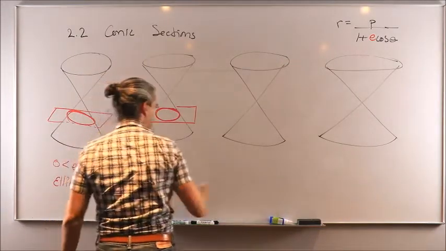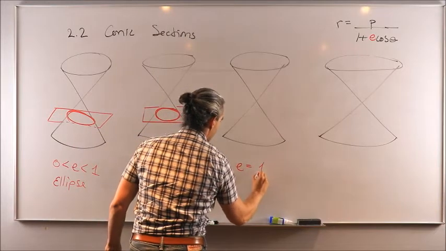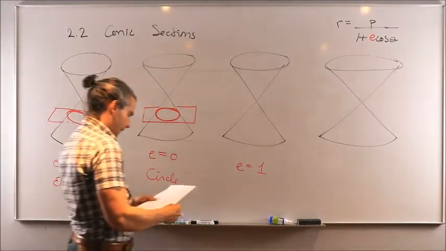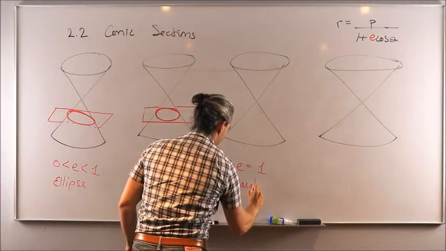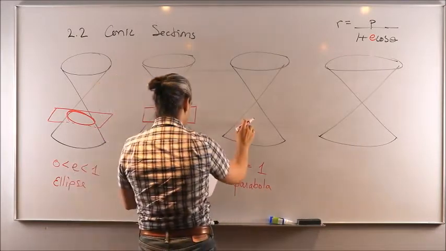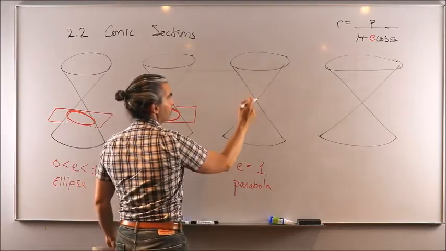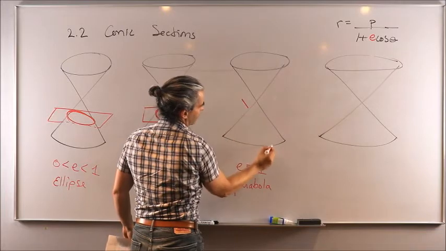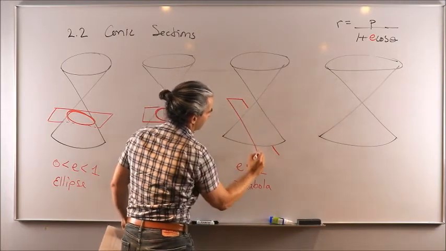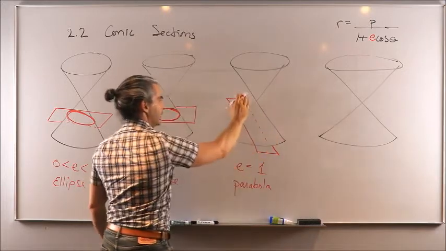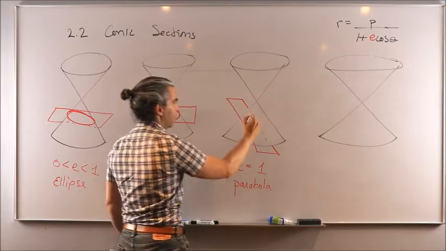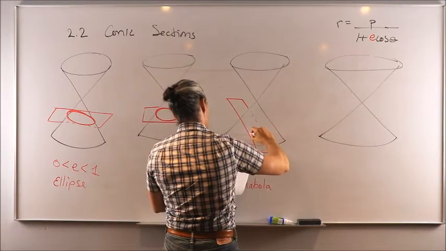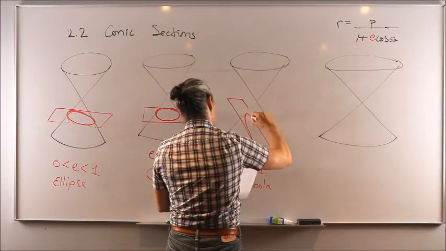Now, if the eccentricity is exactly equal to 1, you are going to generate a parabola. And that is whenever the plane of intersection with the cone lies parallel with those two slopes, either that one or that one. So let me try to draw it properly. If you have a plane that cuts through like this, the shape you're going to see on the plane, which will be the intersection of the double cone and that plane, will be a parabola, which should look something like this. Okay?